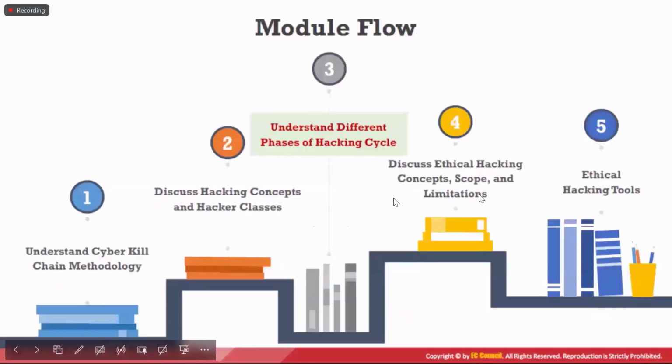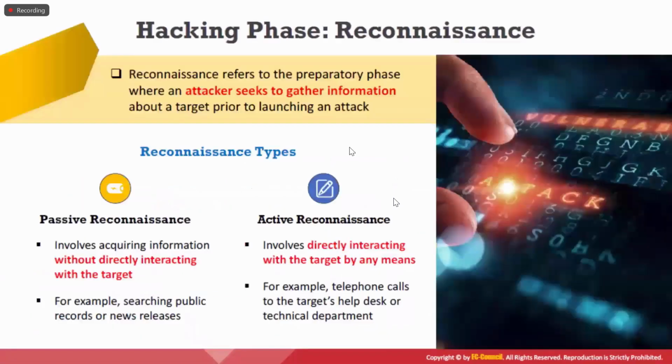Okay, let's continue further, now understanding the different phases of the hacking cycle. We already saw the passive and active attacks in the previous session. The same applies in reconnaissance, or information gathering. Reconnaissance refers to the preparatory phase where an attacker seeks to gather information about a target prior to launching an attack.